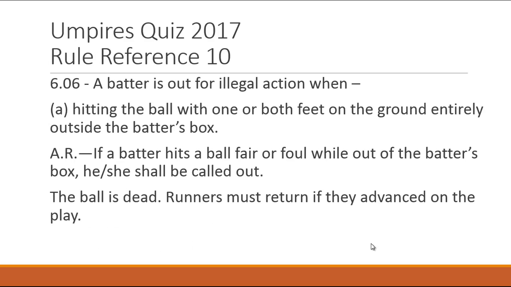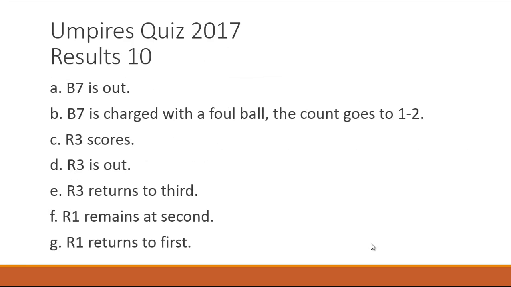A batter is out for illegal action when hitting the ball with one or both feet on the ground entirely outside the batter's box. We got that. If the batter hits a fair ball or a foul ball while out of the batter's box, he or she shall be called out. The ball is dead instantly. Runners must return if they advanced on the play. So looking at all of our options again, we said the batter is out. Since it's an immediate dead ball, the runner returns to third, and the runner on first returns to first.